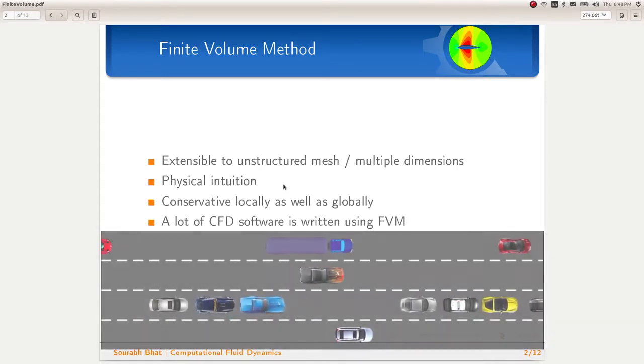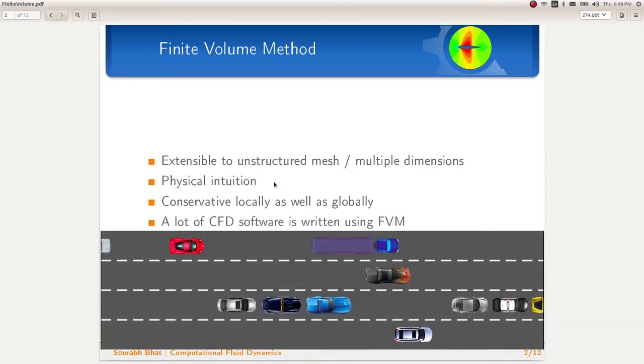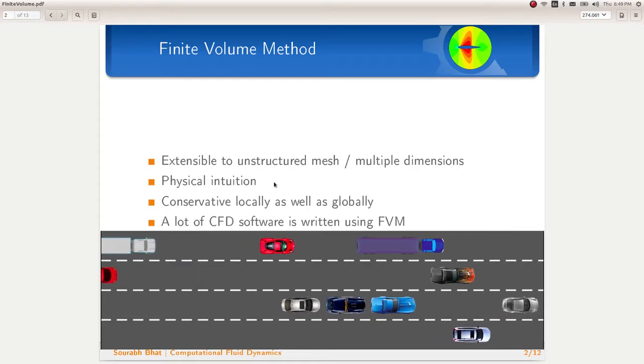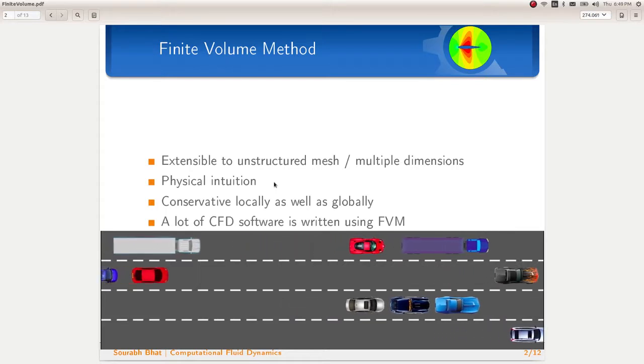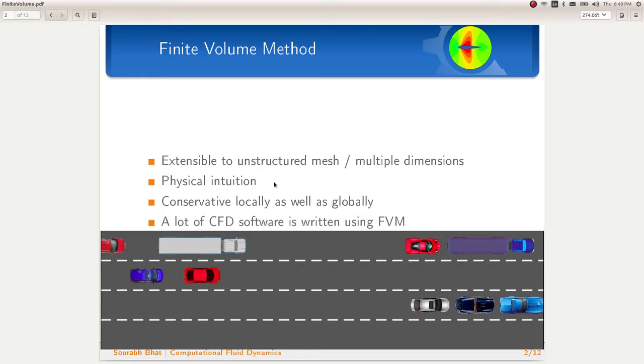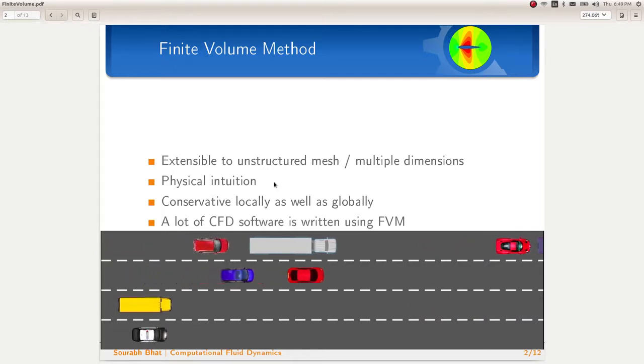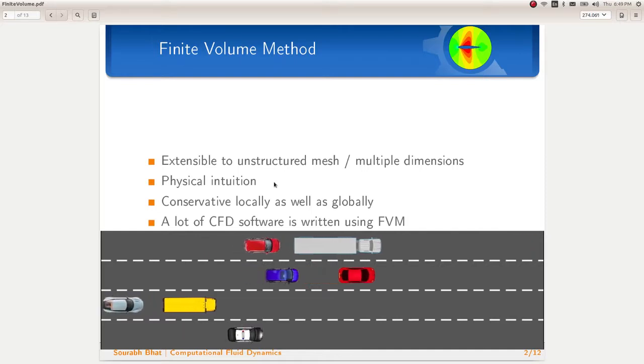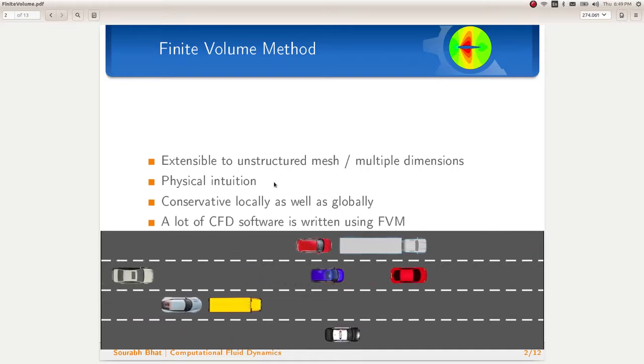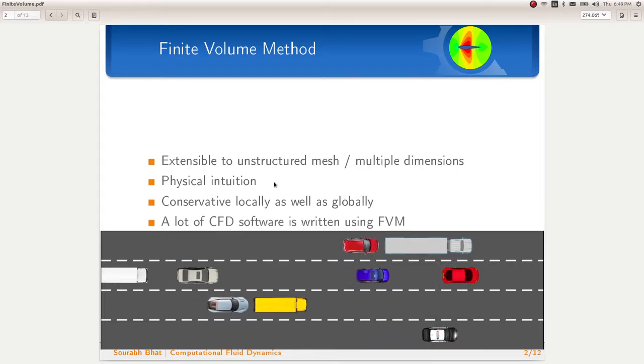Like you can see in this animation, the amount of vehicles entering this piece of road have to leave the road or accumulate over this piece of road. The finite volume formulation allows us to have this kind of an insight and is also therefore easier to debug.